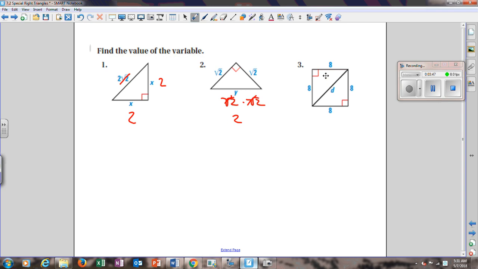Look at number 3. They're all 8s, so when we put a diagonal in, the diagonal is 8 times the square root of 2.